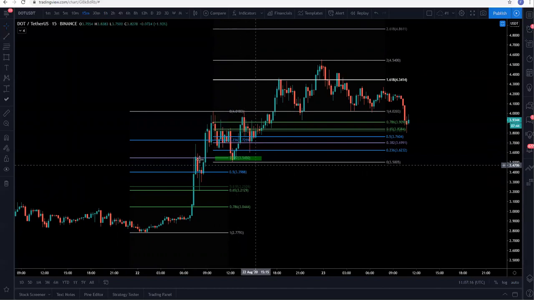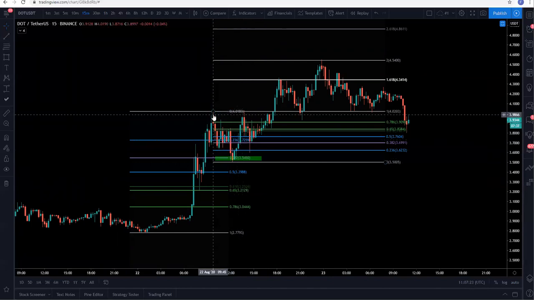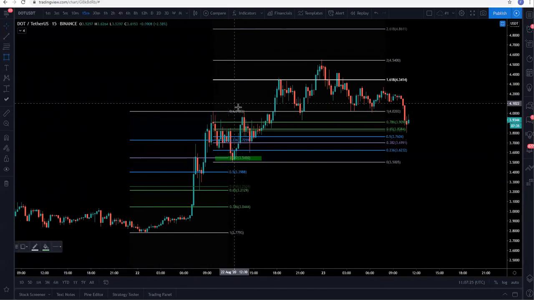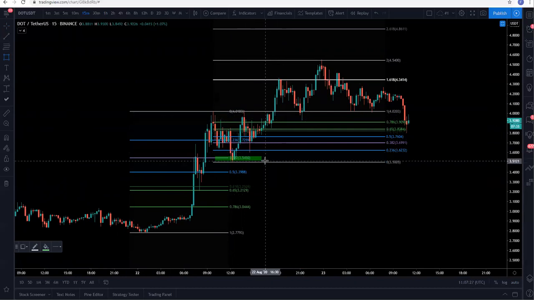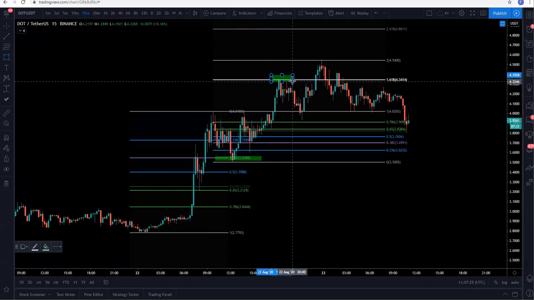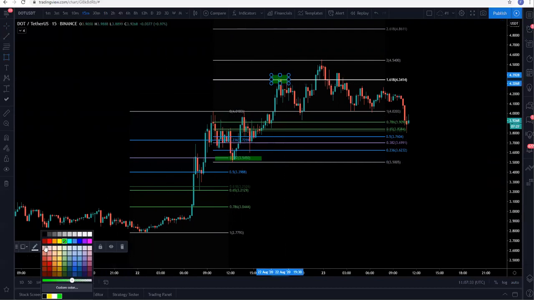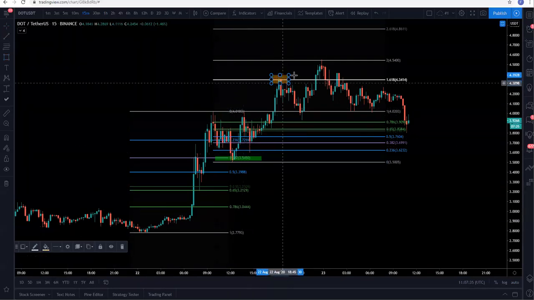I will set the stop loss below this 38.2, and then I will keep looking. What should be my next target? My next target should be the very first fib extension, which is 1.618. So this should be your first target after we break to new highs. So this is the first target.